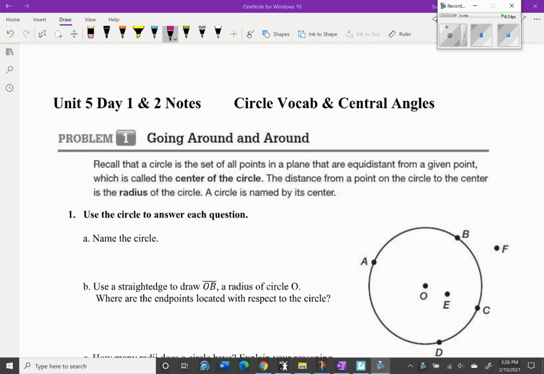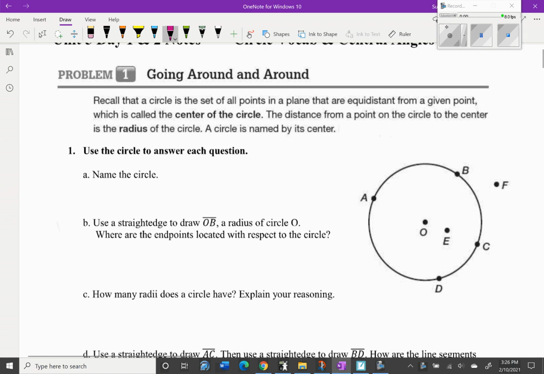All right, today we're going to talk about circle vocabulary and central angles. Recall that a circle is a set of all points in a plane that are equidistant from a given point, which is called the center of the circle. The distance from a point on the circle to the center is the radius of the circle. A circle is named by its center.